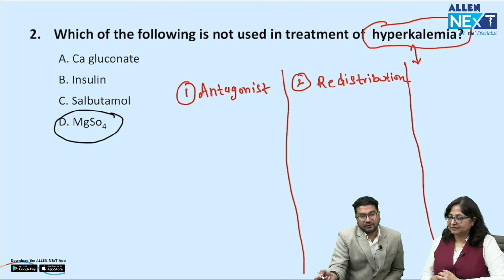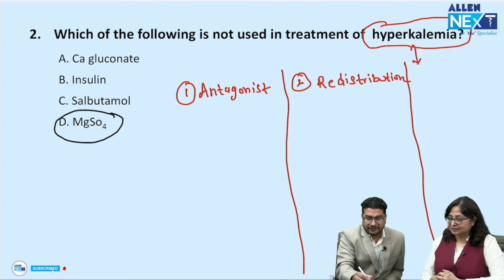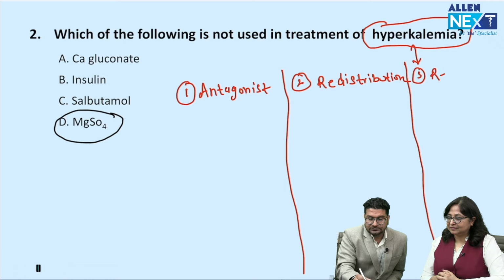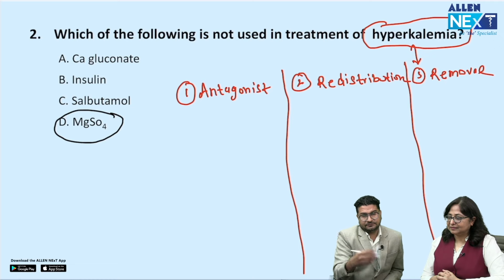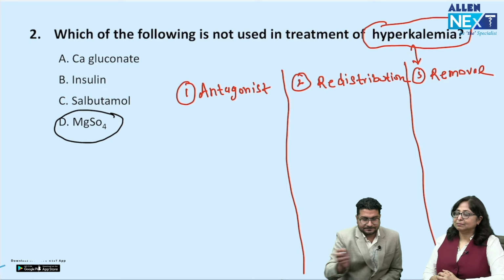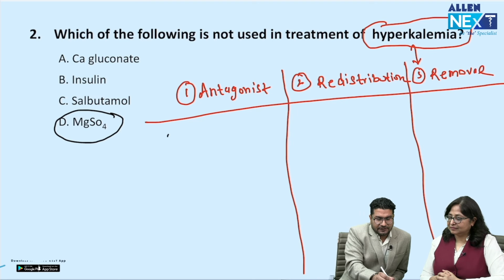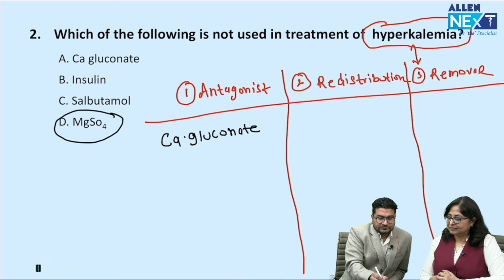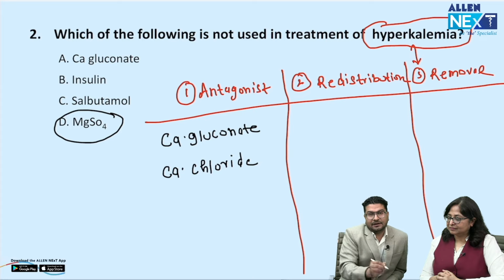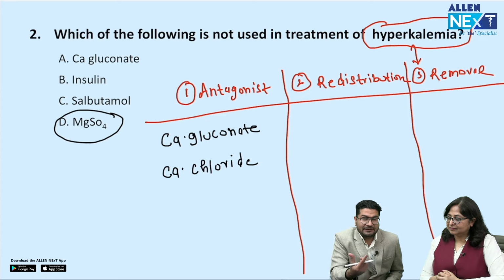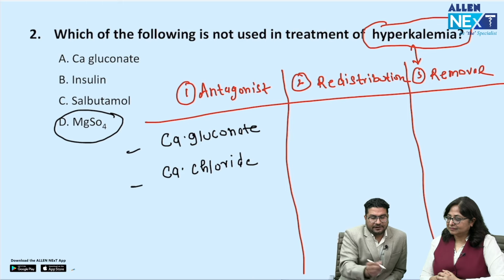And sometimes we can give something to remove this. How can we remove this? We can remove this by giving diuretics or binders. So these are 2 options. Now understand this. If you ask me for an antagonist of potassium, we have drugs like calcium gluconate, which is our option number A. We can also use calcium chloride. Okay, do not give calcium carbonate. Calcium carbonate is a calcium supplement tablet, used to treat chronic hypocalcemia, and it is not available in IV form. So what we give is calcium gluconate or calcium chloride.